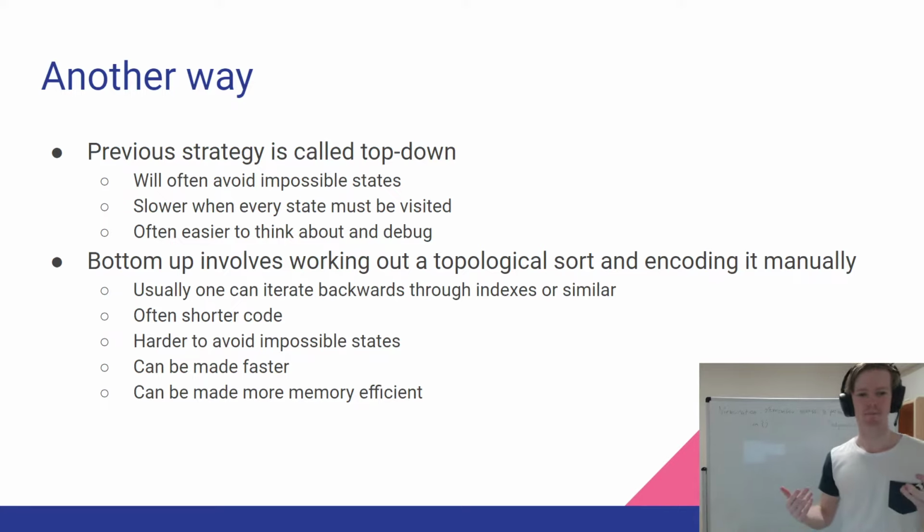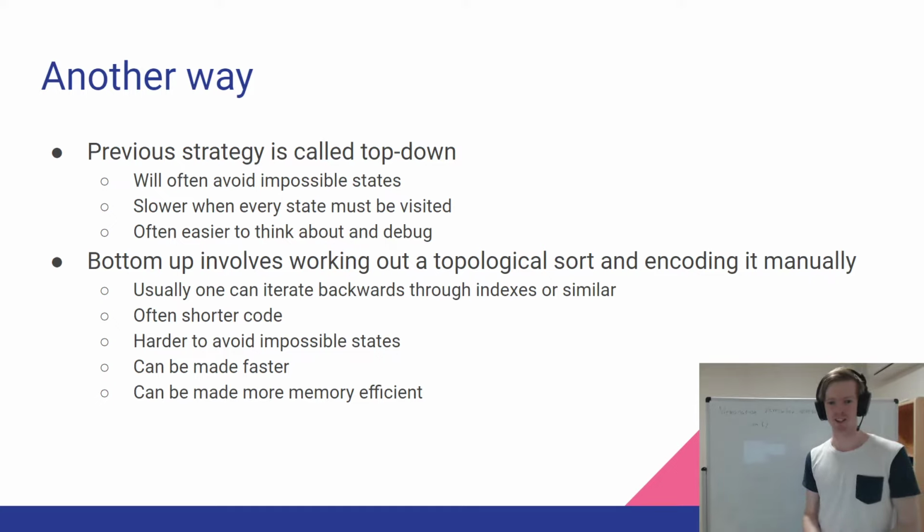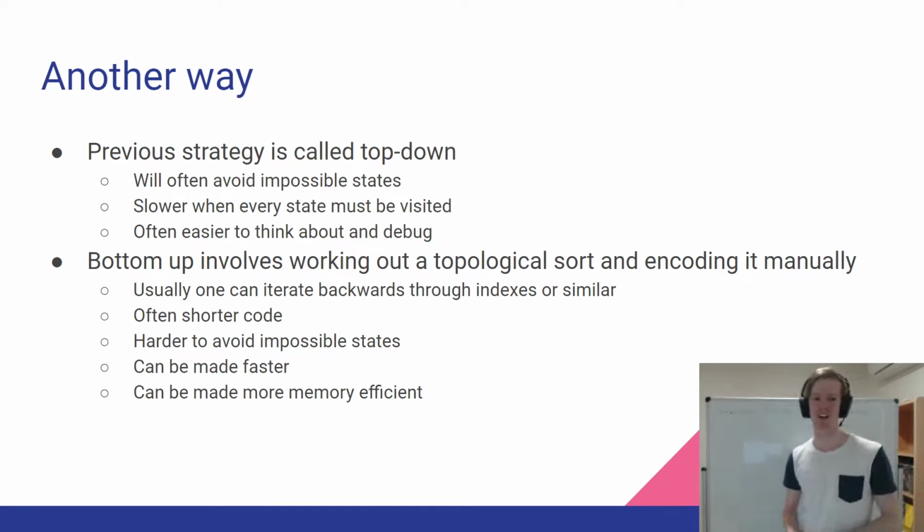Okay, so I'll talk about the benefits of both. Top-down is provably correct every time. But it is slower when every state has to be visited. Although we're doing things in constant time multiple times, it's still slower than doing things in constant time once, which is something that bottom-up DP enables.